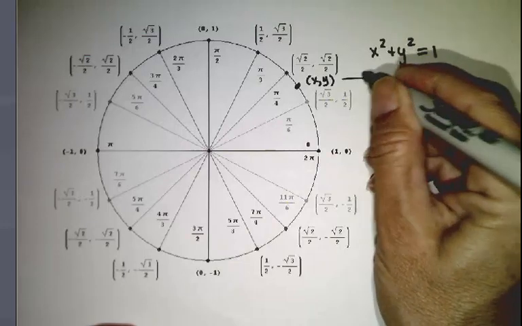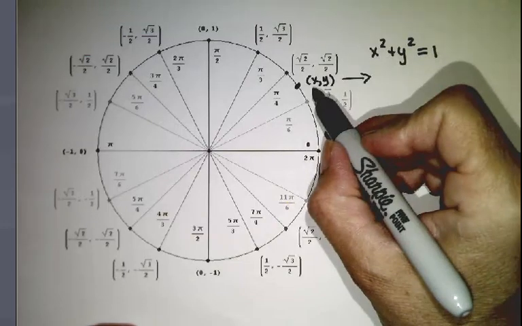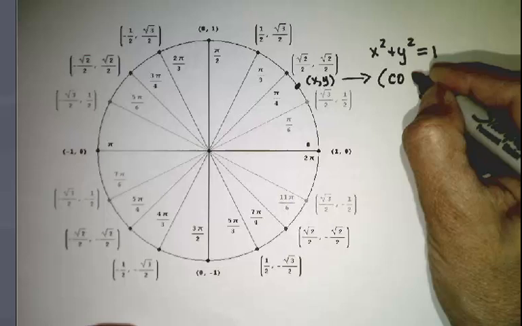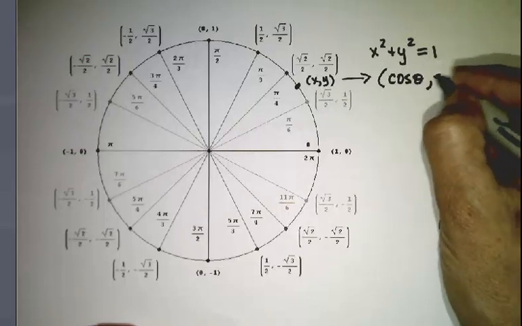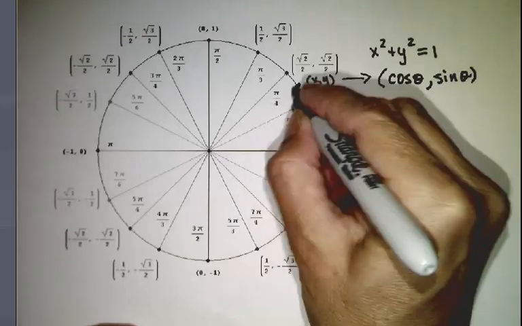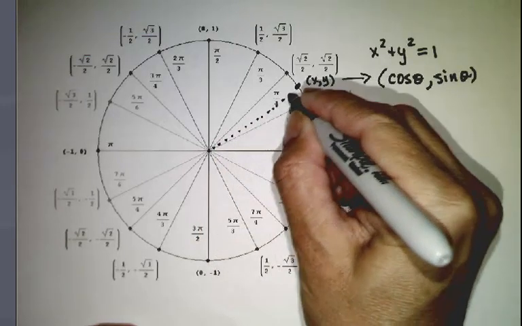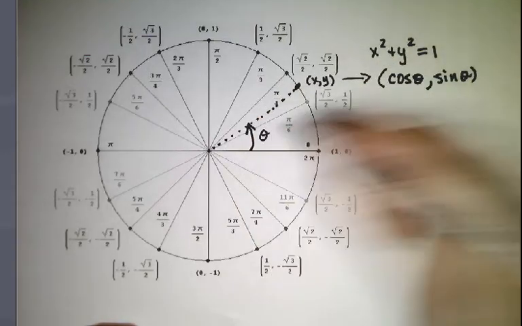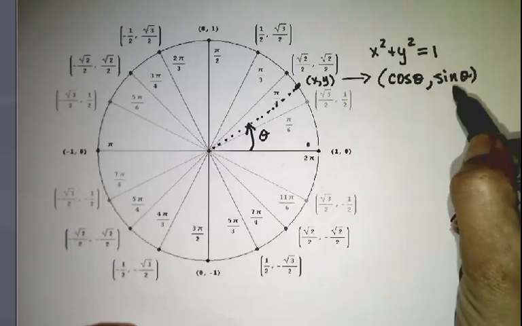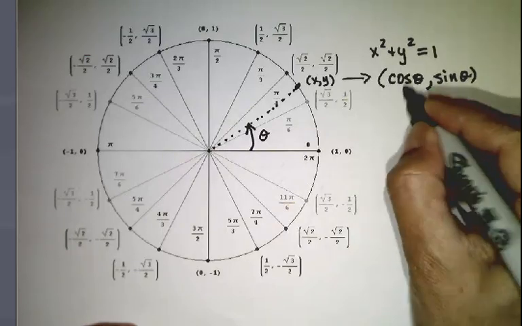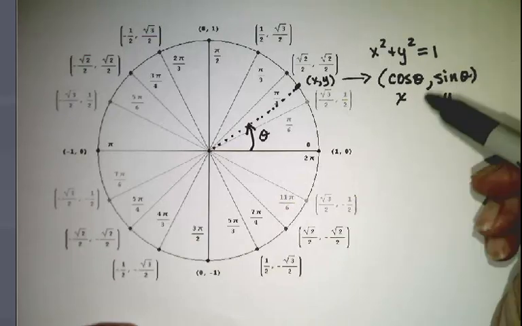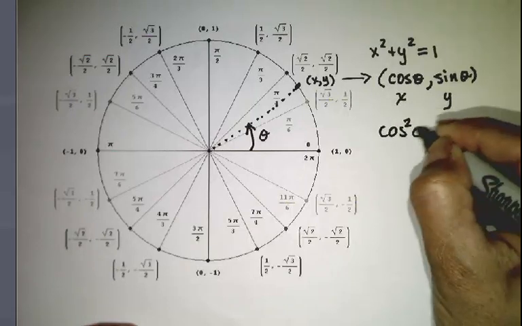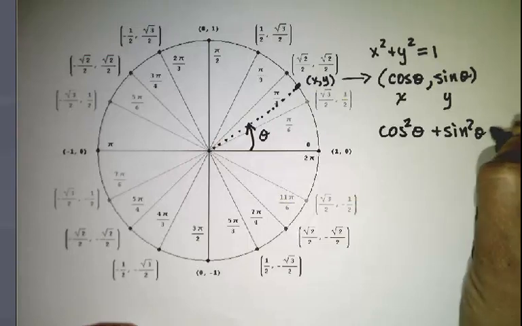Now what we've learned is on the unit circle we can replace our x and y values with our trig functions. So x is equal to cosine of theta, y is equal to sine of theta, if I were to draw the angle that corresponds to that point. We can replace our x with cosine theta and our y with sine of theta. Since x squared plus y squared equals 1, we can now write it as cosine squared of theta plus sine squared of theta equals 1.